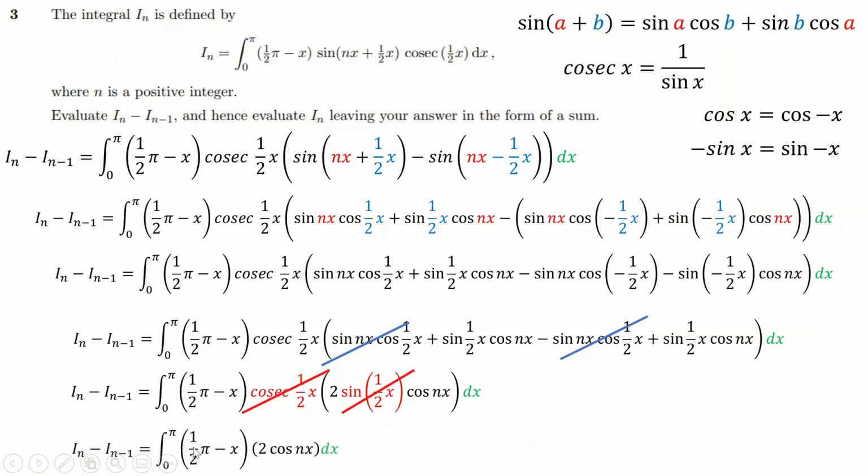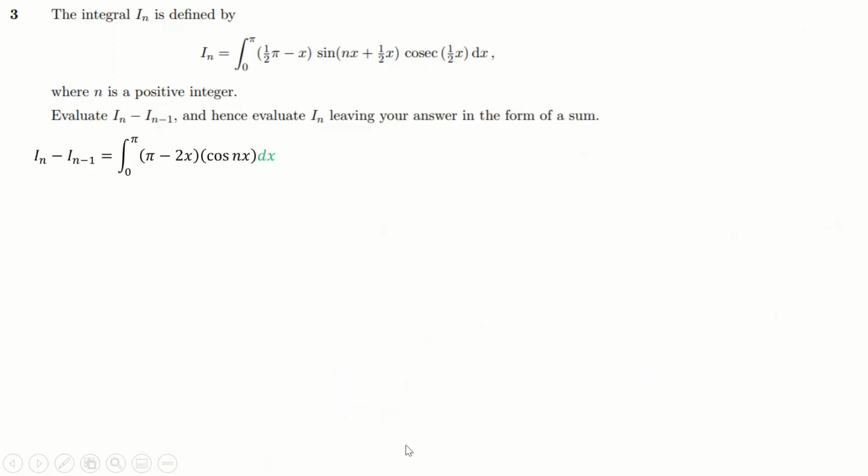Just because I don't like this half, I'm going to move this 2 and distribute it out into this bracket, just to make that pi minus 2x into this cos nx. Okay? And this is looking much better. Even as someone who hates and can't do complicated integration, I kind of look at this and think, yeah, I could probably do that. Like this seems okay.